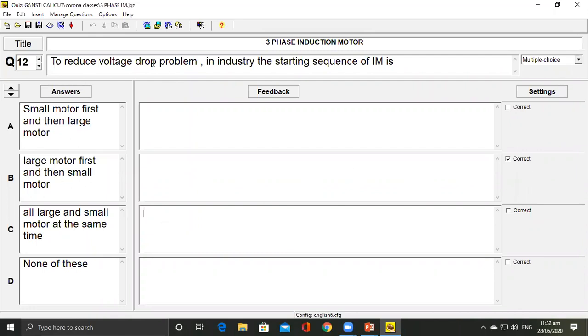So to reduce the voltage drop problem in industry, the starting sequence of induction motors is: large motor first and then small motor. Option B is the answer.